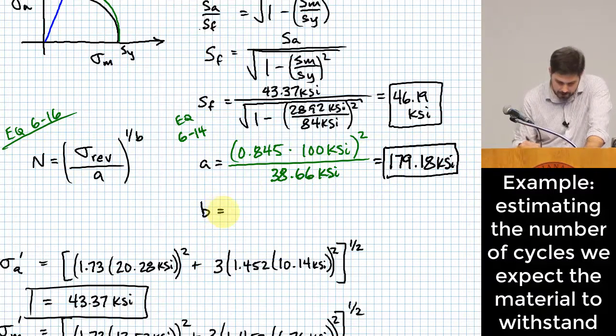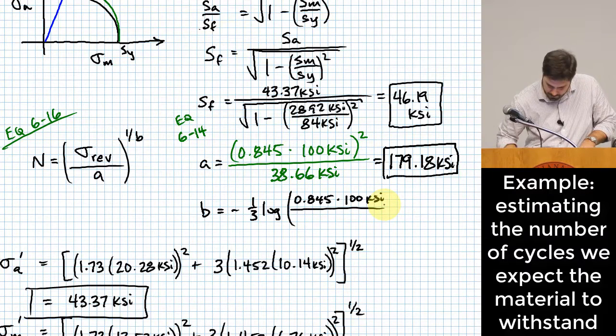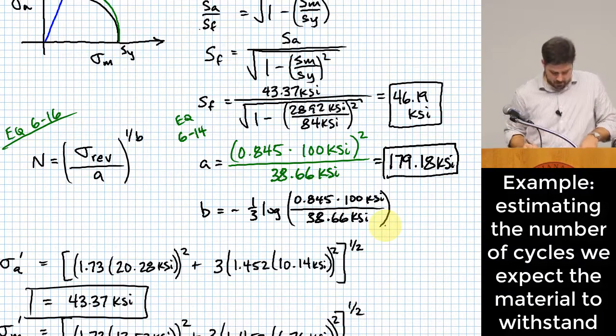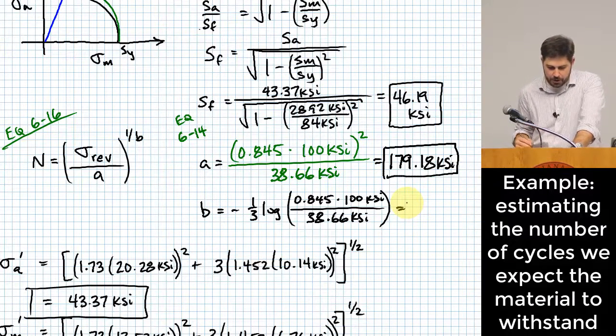B is just going to be equal to minus 1/3 log base 10 of F times 100 KSI over S sub E, which is again 38.66 KSI. Calculating these gives me negative 0.1088.